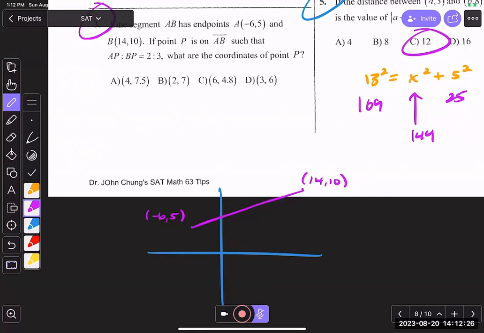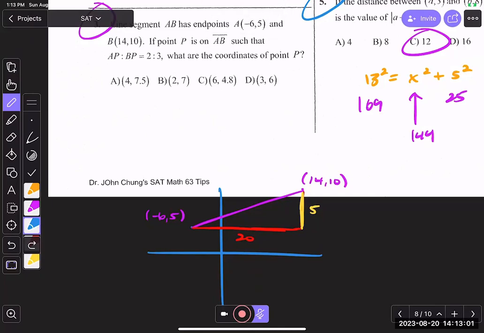Okay. Then find the legs. So the horizontal distance would be 20. And the vertical would be 5. Okay. For the Pythagorean theorem, you could find the distance here, but I don't think it's necessary. Okay. You don't really care about the actual distance here. That's not a huge deal.